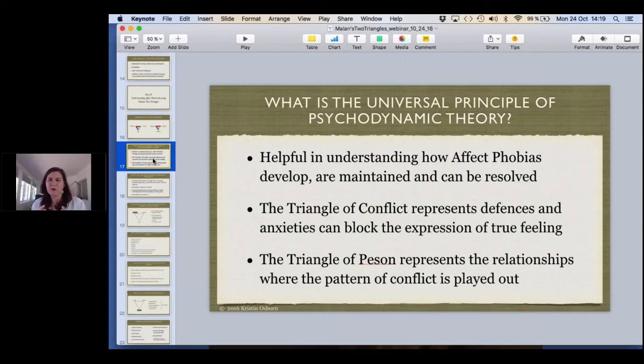The triangle of person represents the relationships where the pattern of conflict is played out. And I saw that typo. I'll fix it when we're done with the webinar.